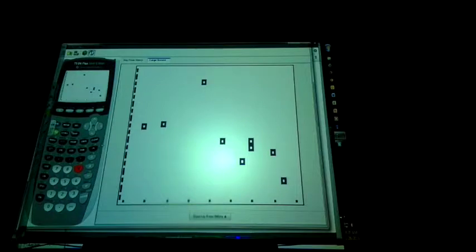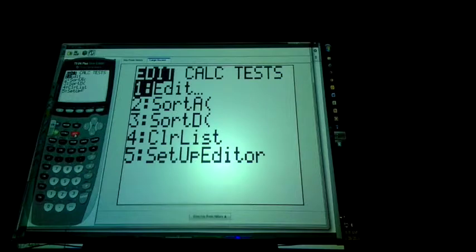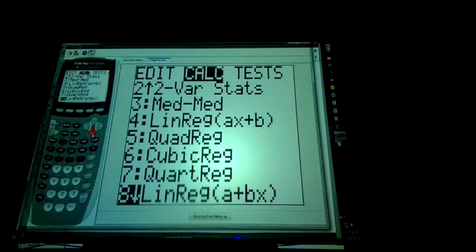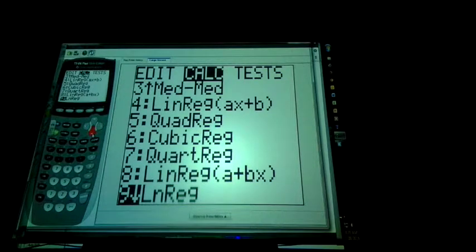All right, so let's find the line of best fit. I'm going to go back to stat, go to calculate, and go down to linear regression. A couple things I want you to see. I have linear regression as number 4, and then there's another linear regression as number 8. They're going to find the same thing.